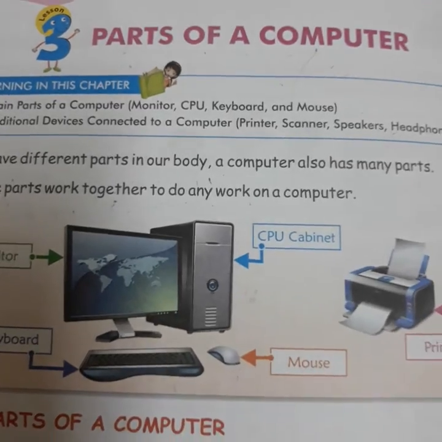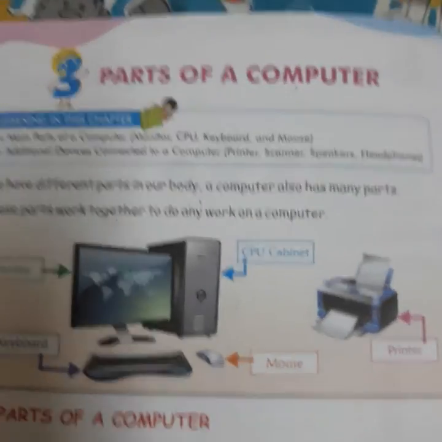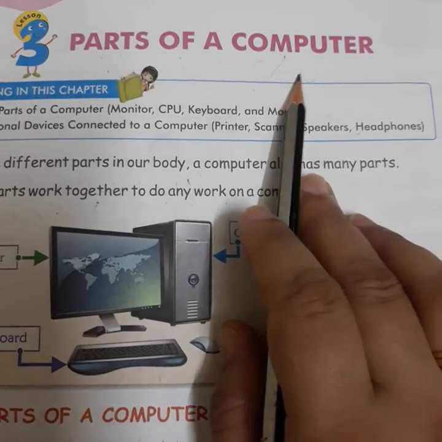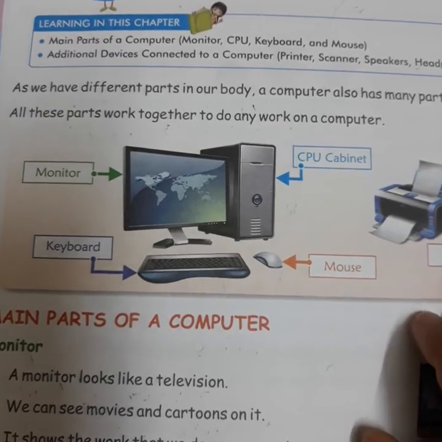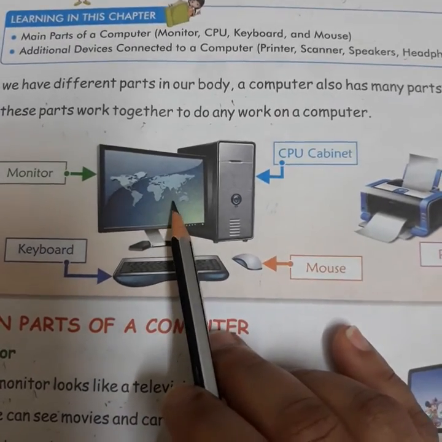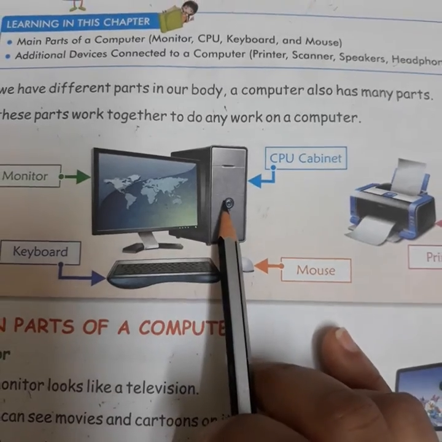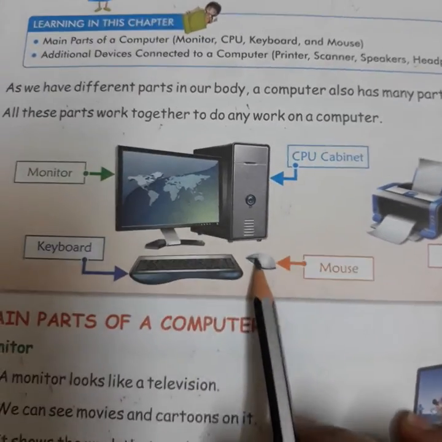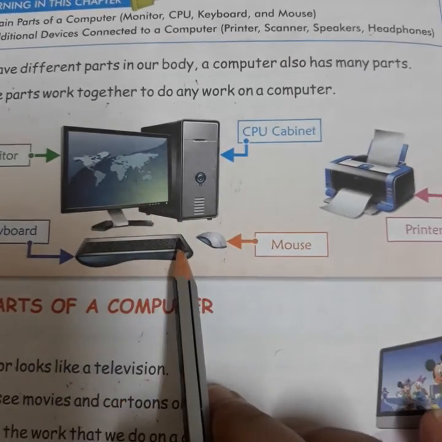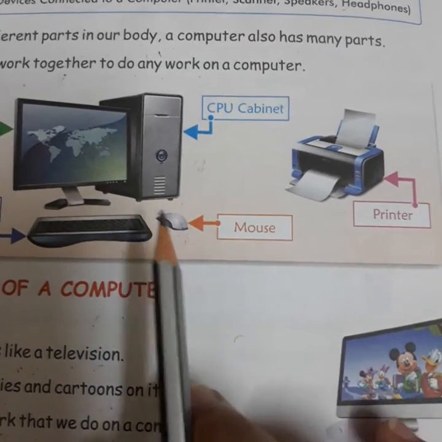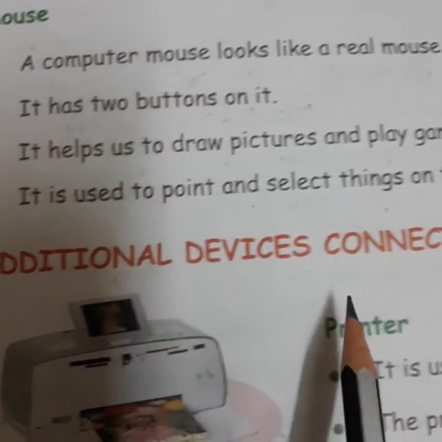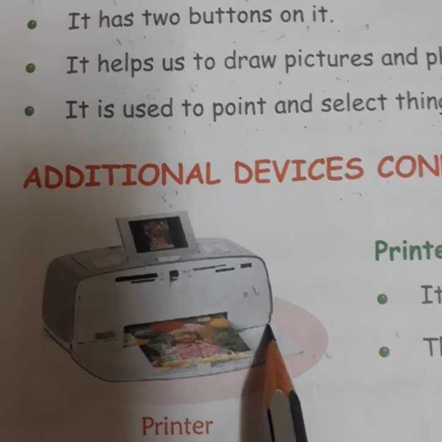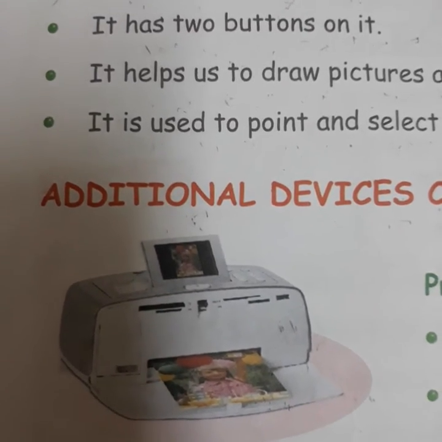In the last lesson, ICT lesson, you learned about the parts of a computer. You learned about the main parts of a computer, that is monitor, keyboard, CPU, mouse. These are the four main parts of a computer. After that, you learned about the additional devices that can be connected to a computer. It was the printer, to take the printout of anything on a paper, which is called a hard copy.